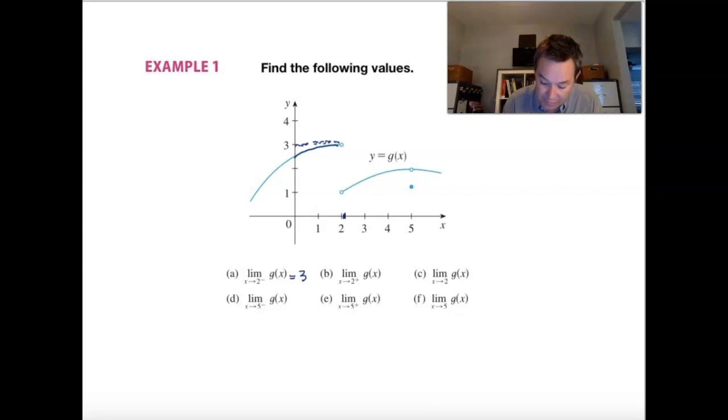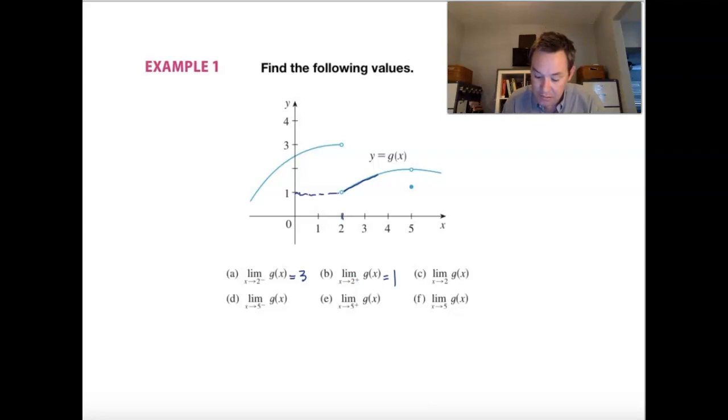Okay, so then B asks, all right, well, what about from the right? So now as we approach 2 from the right, so here's 2 again. I'm going to come in from the right. What do my y values seem to approach? Well, they look to be approaching 1. So I would say the limit of g of x as x approaches 2 from the right is 1. And again, I don't care what's going on at my limiting value of 2. I care about the behavior of the y values of the function as we approach, meaning as we get infinitely close from either direction that they're indicating.